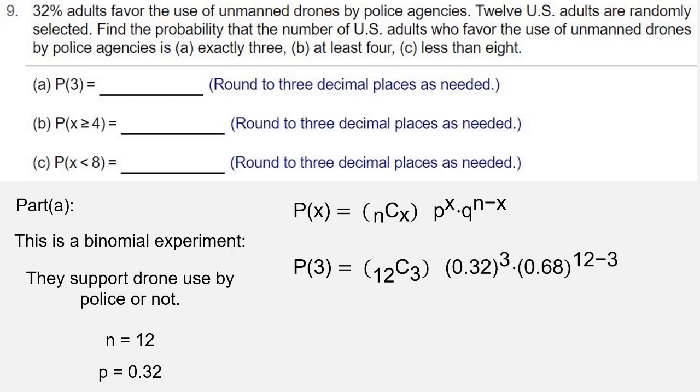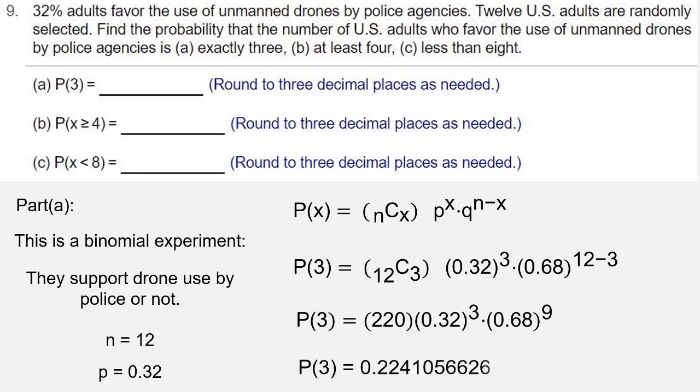So we're looking for probability of 3 equals 12C3, 0.32 to the third, 0.68 to the 12 minus 3. We know that 12C3 is equal to 220, and the 12 minus 3 becomes the 9th power on the 0.68. When we enter this into our calculator, we end up with 0.2241056626, rounded to 3 decimal places is 0.224. So that's your answer to part A.